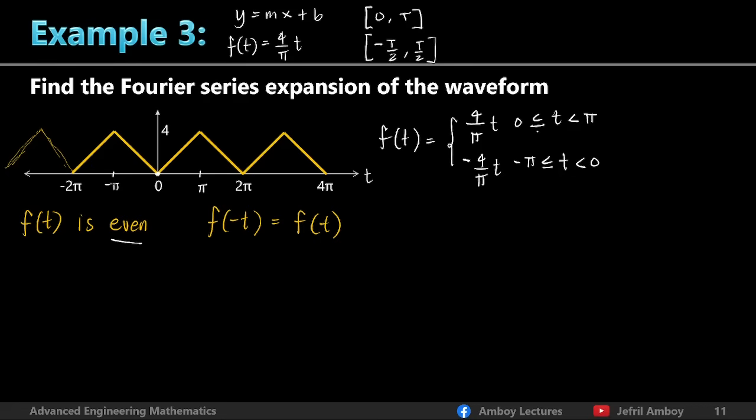Hindi natin dito isinama yung 0. Bakit? Kasi dito kasama yung 0 sa taas. Oh, para hindi sila mag-overlap. Okay? So now, na-establish na natin yung equation ng f of t. What is the next step?